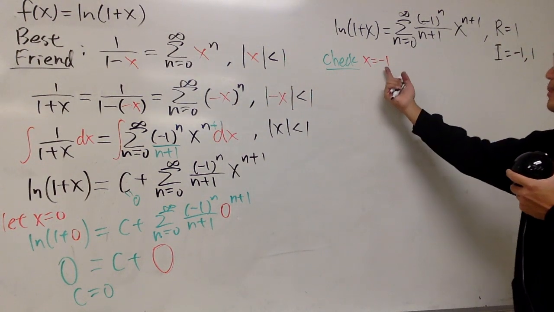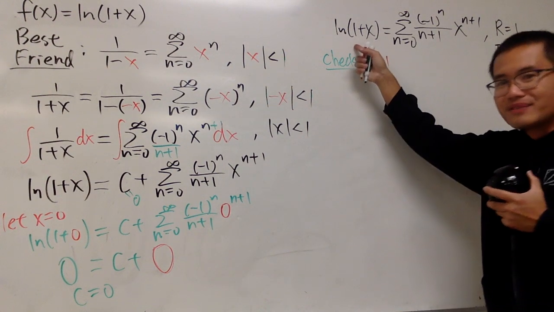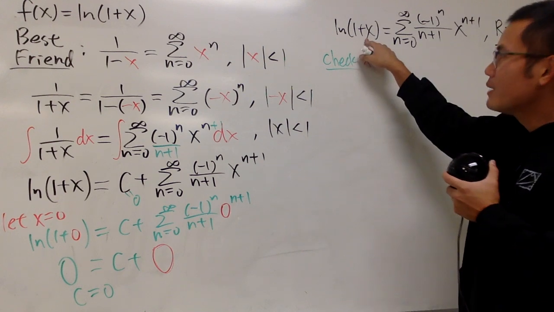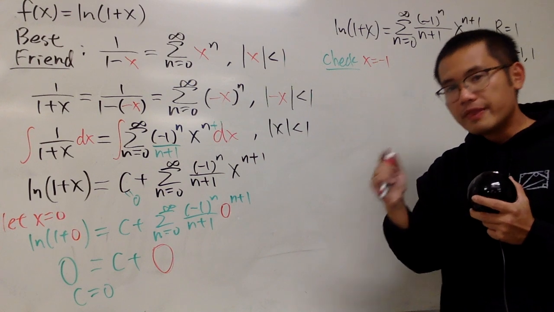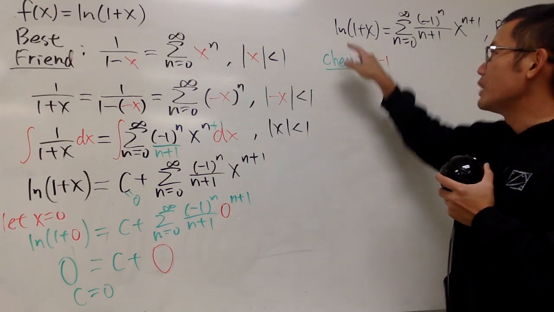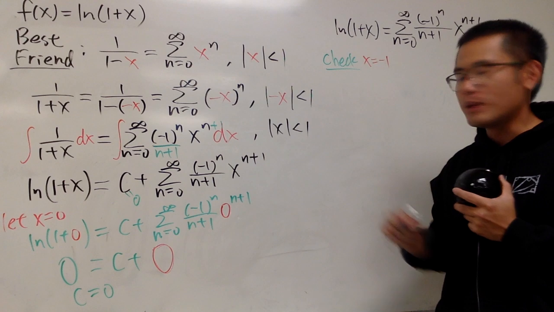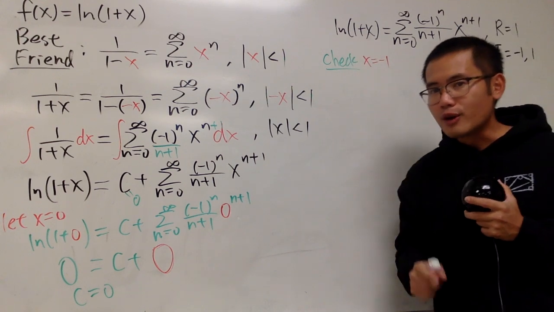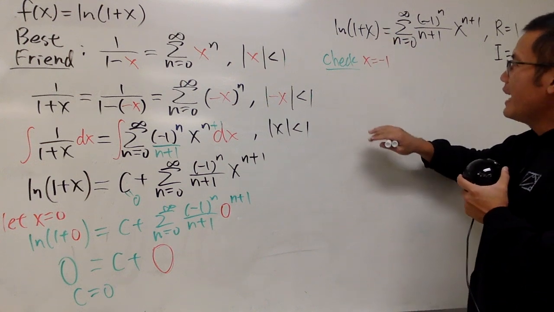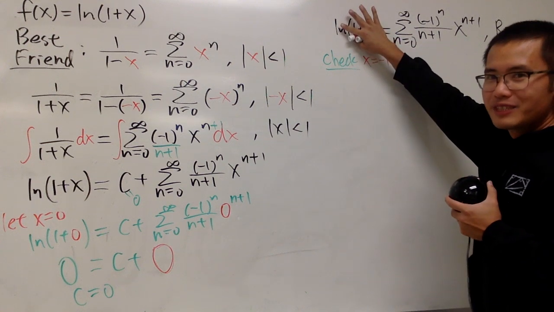This is bad because if you look at this function, if you put negative 1 here, ln of 0 is not defined, so it does not work. That's just a quick way to do it because we happen to have natural log of 1 plus x. So it wouldn't converge. However, that's not always the case all the time, so just ignore this for now.